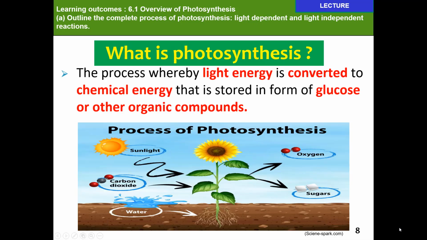What is photosynthesis? Photosynthesis is the process whereby the light energy, which is from the sunlight, is converted to chemical energy stored in the form of glucose and other organic compounds such as lipid and protein.